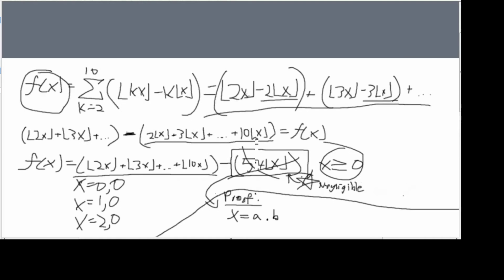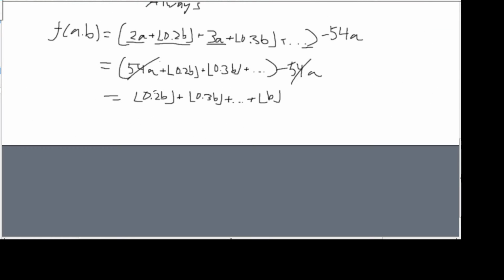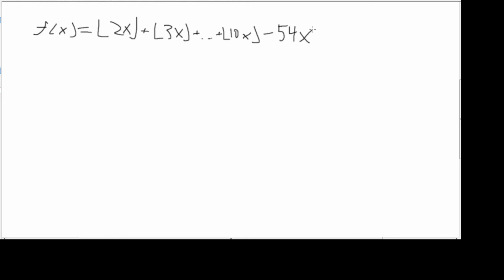So we're just going to scroll down. So we're going to create a new one. So now we know that f of x is equal to this, minus 54x. However, as proved, this is unnecessary.